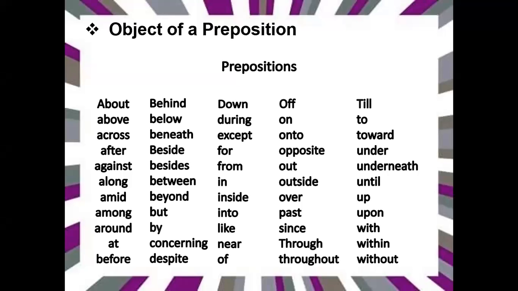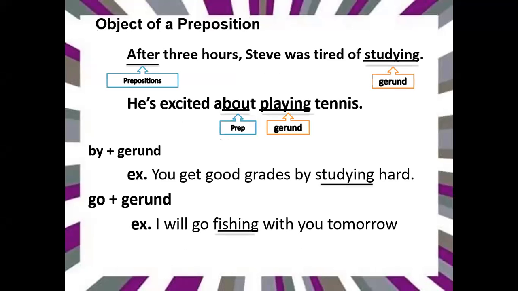Tenemos ahí una regla que después de las preposiciones we use ing. Like a gerund, right? Ahí solamente es como a nivel de idea que se los voy a dejar. After 3 hours, después de 3 horas, Steve was tired of studying. He is excited about playing tennis. Como esta es la preposición, después de la preposición hago el ing.